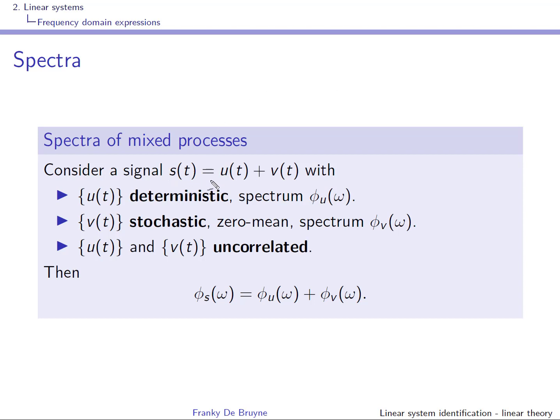So S is u of t plus v of t. u is a deterministic sequence with spectrum phi u, and v of t is a stochastic zero mean process with spectrum phi of v, and this is important. We assume that u and v are uncorrelated. Well, then you can obtain the spectrum of S by simply adding the spectrum of u and the spectrum of v.